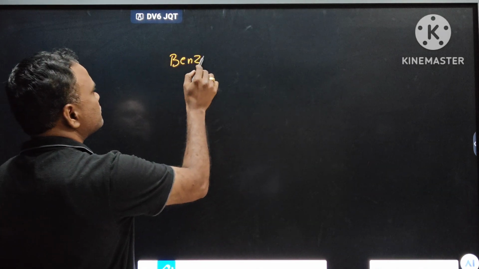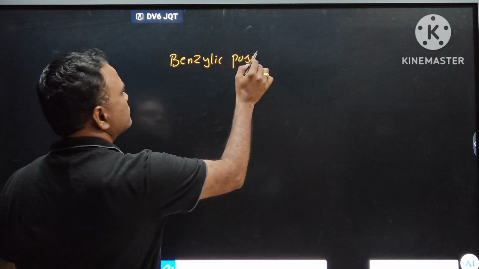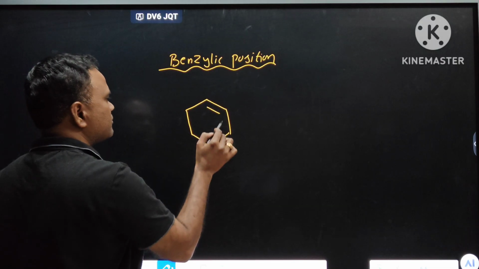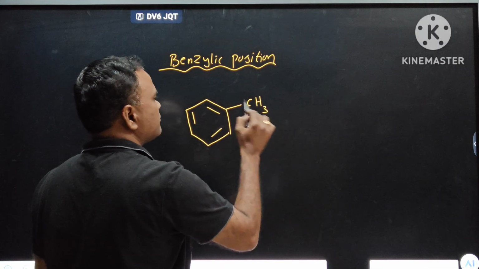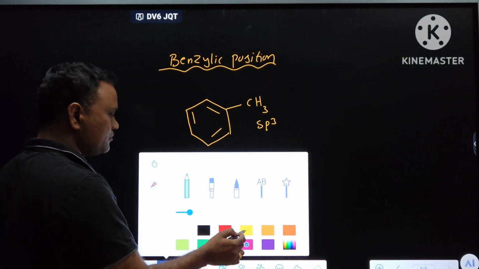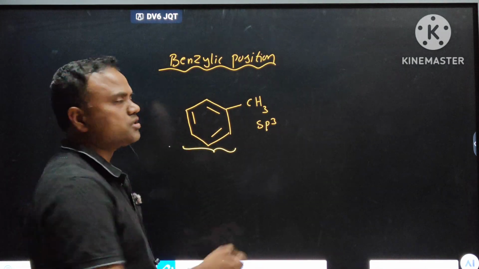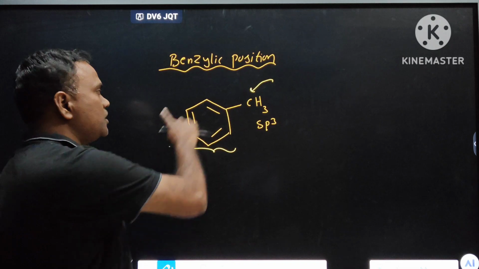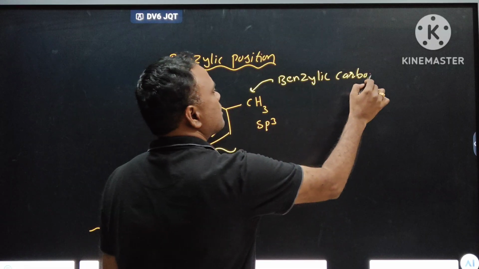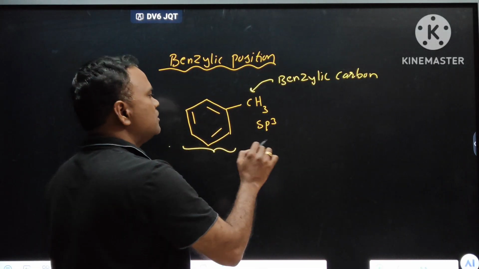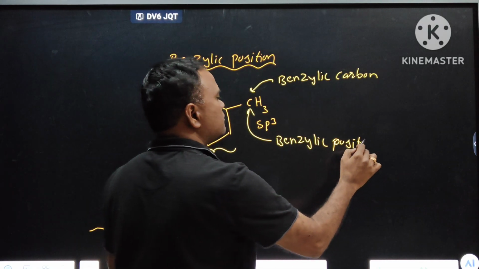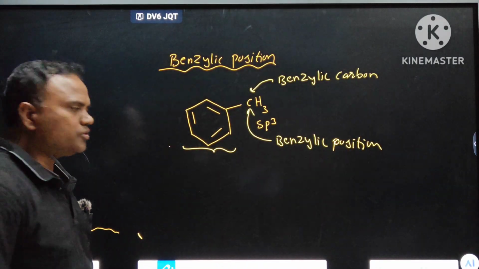Benzylic position. An sp3 carbon which is attached directly to a benzene ring is called a benzylic carbon, and the position is called the benzylic position. Allylic and benzylic positions.